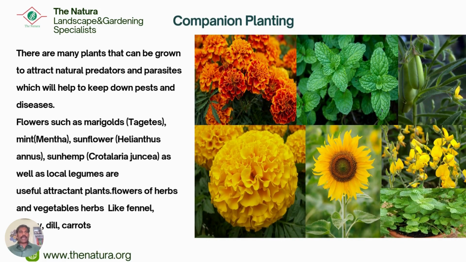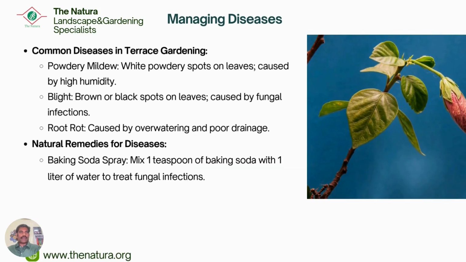This is companion planting. There are many plants that can be grown to attract natural predators and parasites, which will help to keep down pests and diseases. Flowers such as marigold, mint, sunflower, sun hemp, as well as local legumes are useful attract plants. Flowers of herbs and vegetable herbs like fennel, dill, and carrots will attract insects. Sometimes they will get infested on that, and you can very easily collect and destroy them. This way also you can have better prevention.